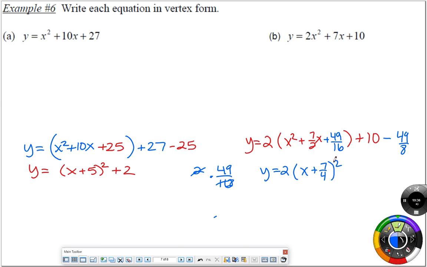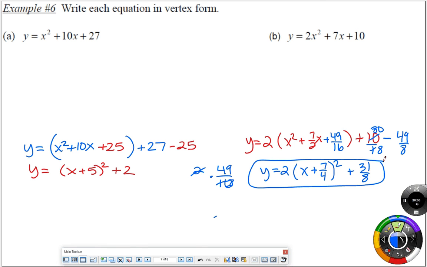there's my perfect square. Again, I know the fractions bug you, but they're not too bad here. The worst part is just adding together the pieces at the end, right? Making a common denominator. So 10 is like, if I want it over 8, it's like 80. And 80 minus 49 is 31. And there's my equation in vertex form.